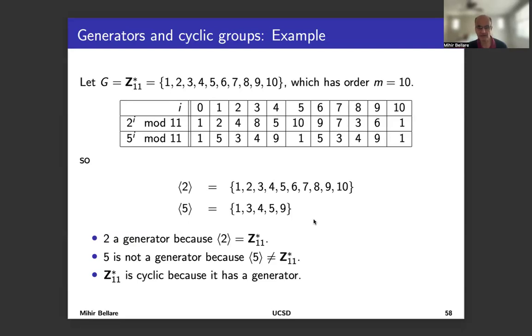Now we can ask about things being generators. Is 2 a generator of the group? Yes, because this set is everything in the group. It equals the set over here. Is 5 a generator? No, because this set does not equal this set. Is the group Z_11 star cyclic? Yes, because we found a generator. Does it matter that 5 was not a generator? No, it's irrelevant. As long as we have one generator, we have a cyclic group.